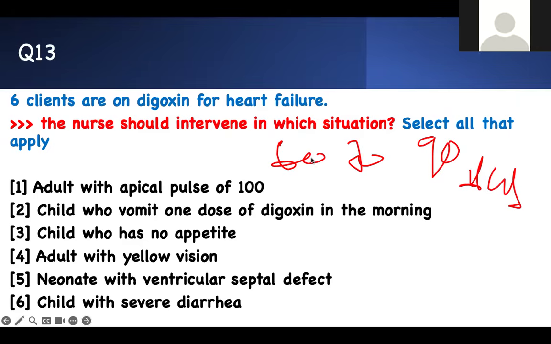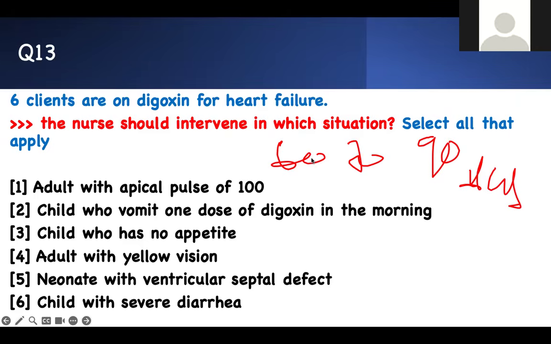And these VSDs cause what? Left to right shunt. And then lead to what? Heart failure. That is why this patient may be on Digoxin. It's what the medication is being used for. It's not a contraindication. If you have severe diarrhea, it causes dehydration, and you will have Digoxin toxicity.